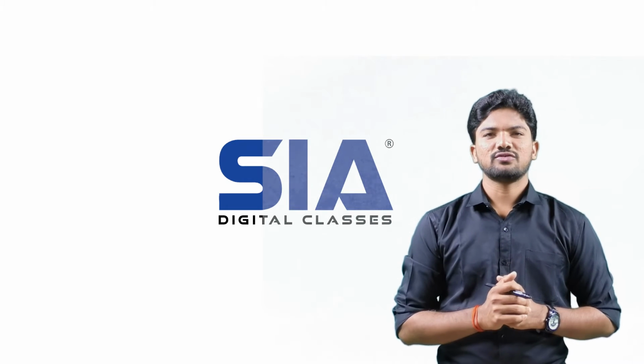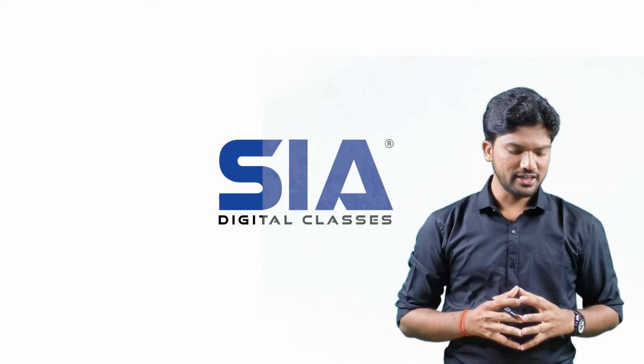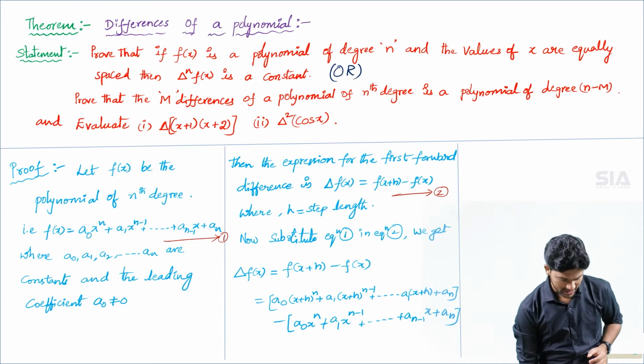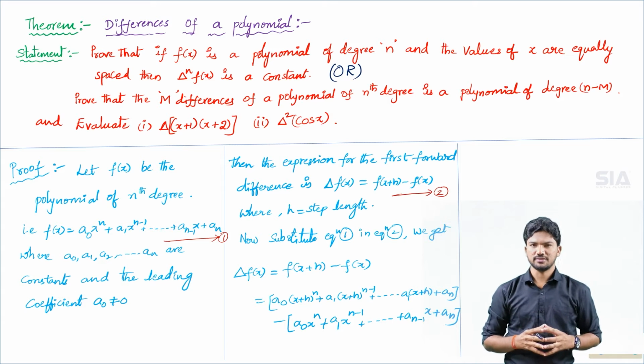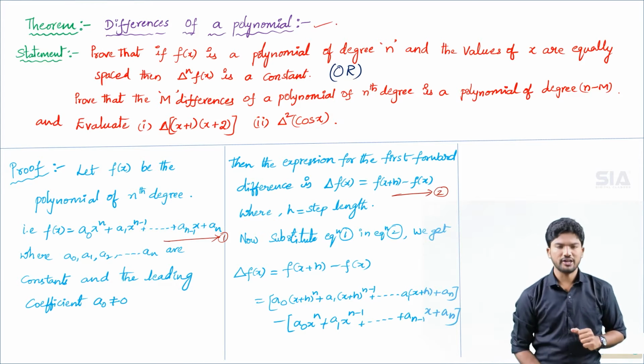Okay, so now in this lecture we are going to discuss another important theorem. The name of the theorem is differences of a polynomial. Based on this theorem, in the last previous examination we got one short answer question. Listen carefully. The name of the theorem is differences of a polynomial.